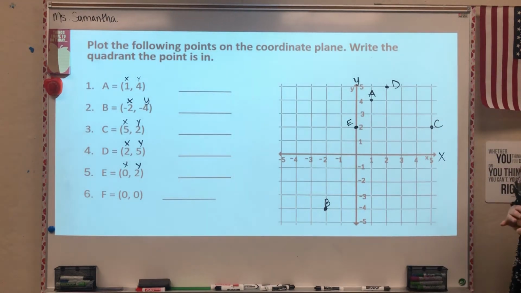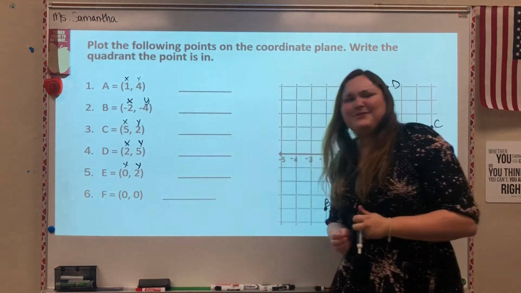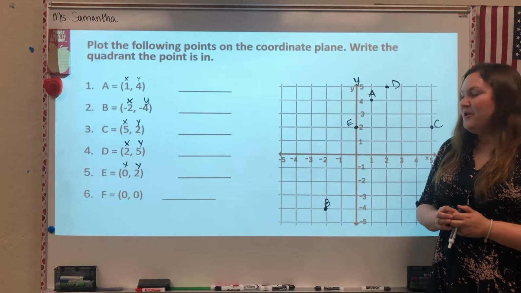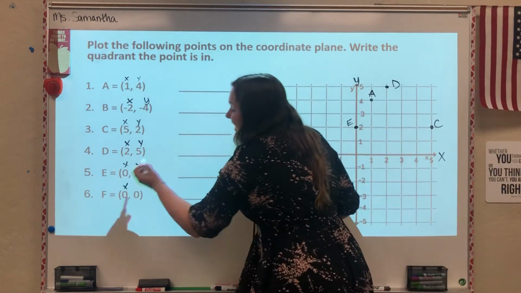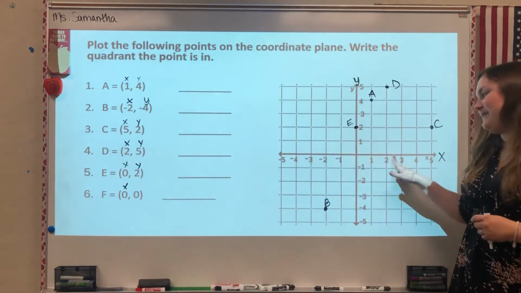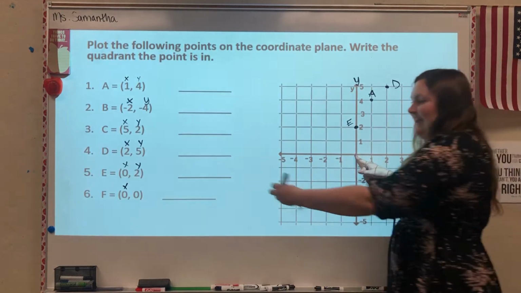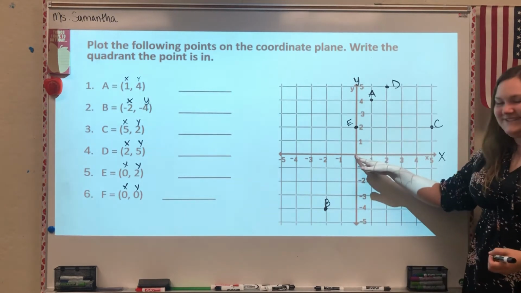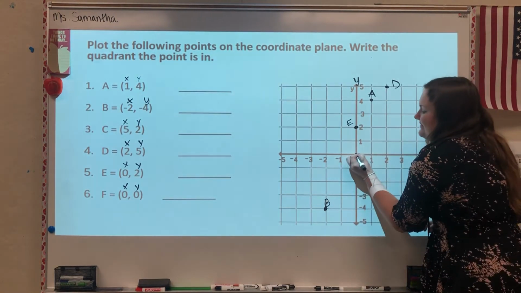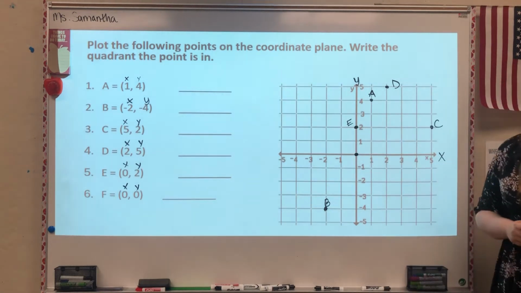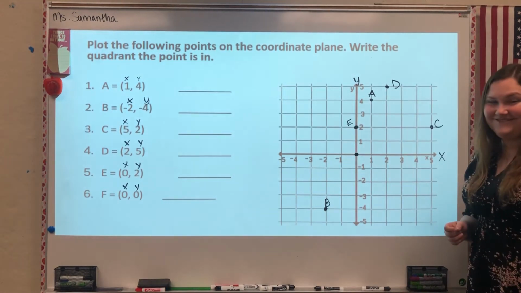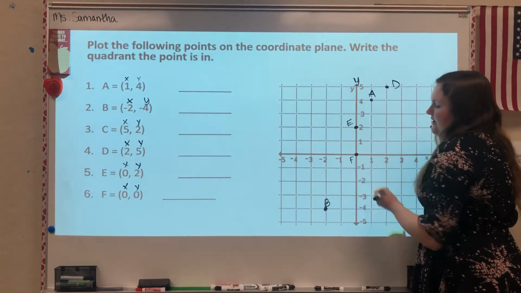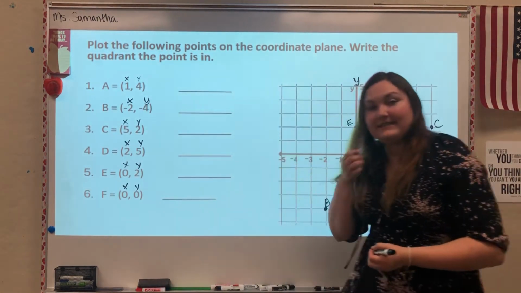Now there's one last one, the point 0, 0. Where do you think the point 0, 0 is going to be? Well, that first coordinate being 0, our x-coordinate being 0, means we're not moving sideways at all. We're staying right here. And that second coordinate being 0 means we're not moving up or down at all. We're still staying right here. The point 0, 0 is in the center of our coordinate plane. There's a word you learned for that. Our point 0, 0 is the origin. So this point F right here is at the origin of our graph.